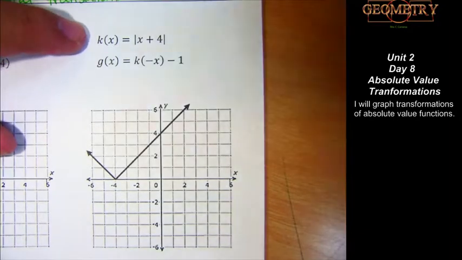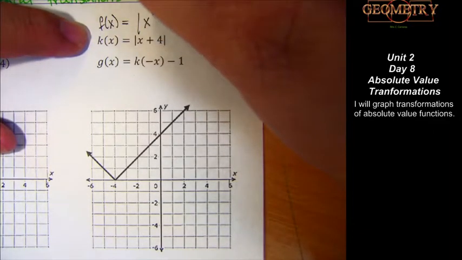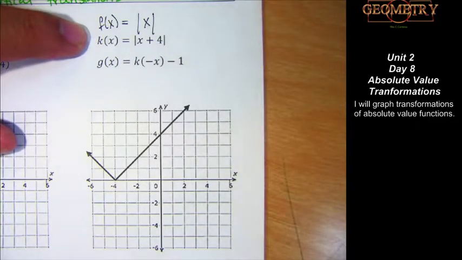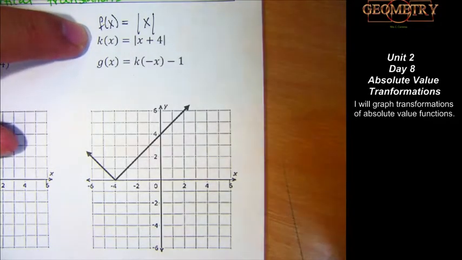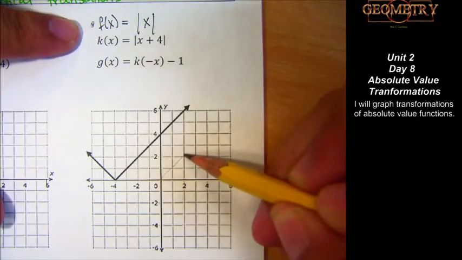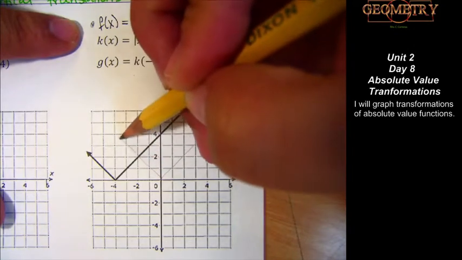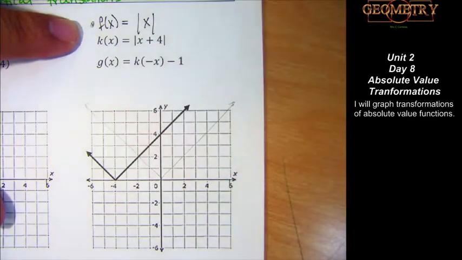Because if I think back to what my parent function would look like, can I borrow your pencil? Because I want to draw the parent function, but I want to do it very lightly. So drawing this one in pencil, the parent function would look something like this. Trying really hard to draw straight lines. Okay? Very light. That's what the parent function would look like.